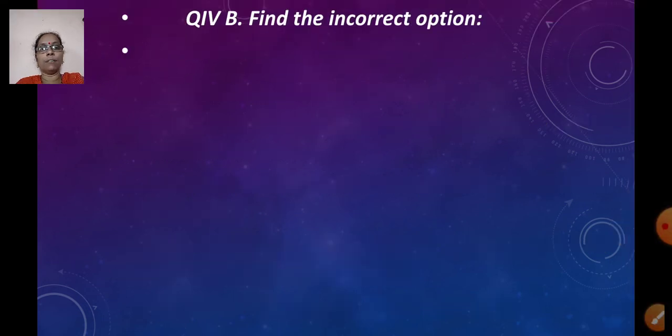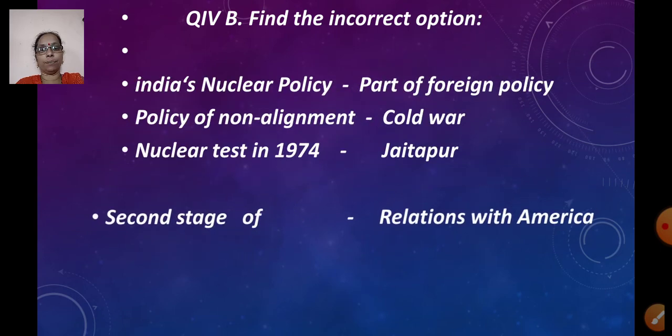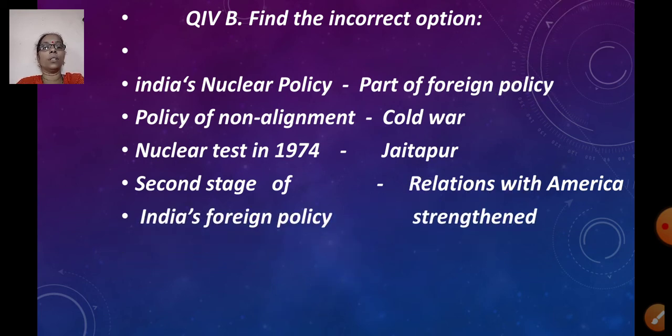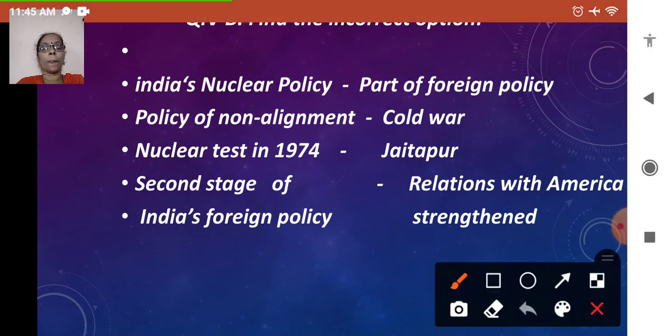Next question is, find the correct option. India's nuclear policy, part of foreign policy, policy of non-alignment, Cold War, nuclear test in 1974, Jaitapur, and second stage of India's foreign policy, relations with America strengthened. So you have to find out the incorrect pair. So which is the correct pair here, children? Can you identify?